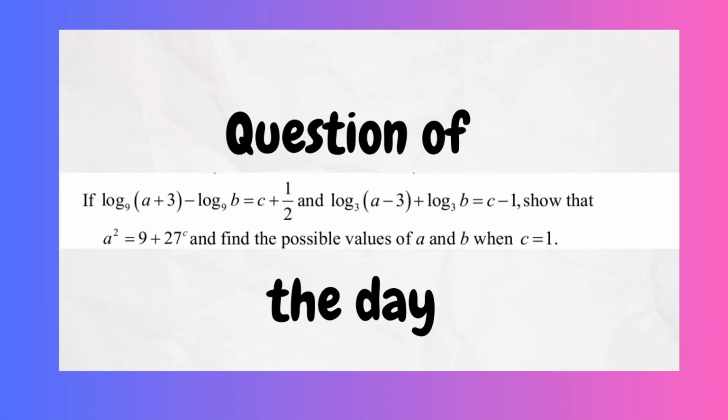The question: if log of a plus 3 base 9 minus log b base 9 equals c plus 1 over 2, and log a minus 3 base 3 plus log b base 3 equals c minus 1, show that a squared equals 9 plus 27 power c, and find the possible values of a and b when c equals 1. Let's not waste much time.